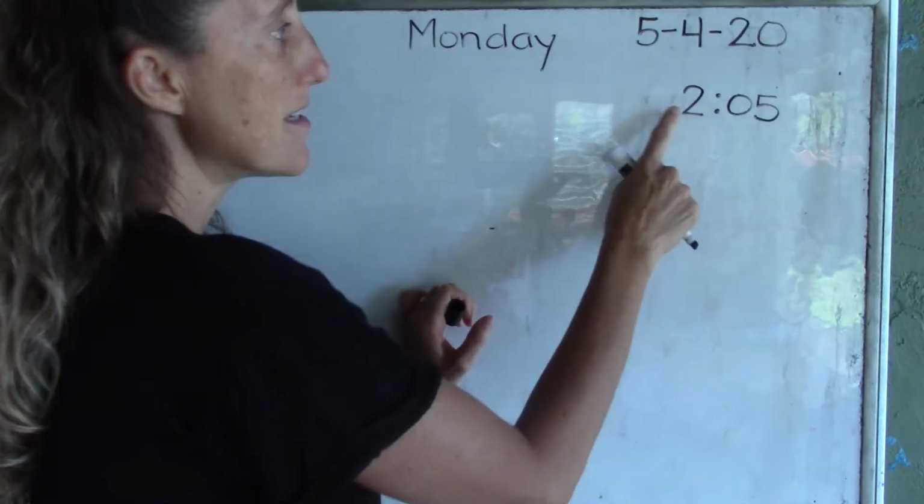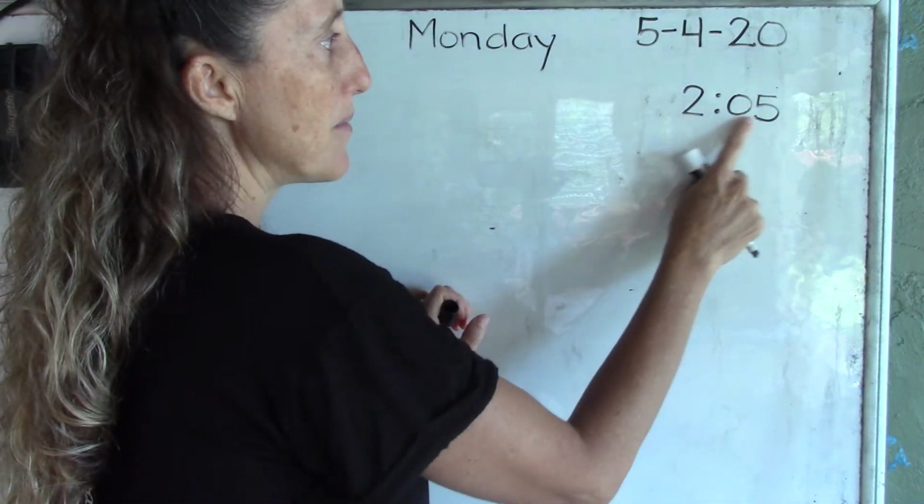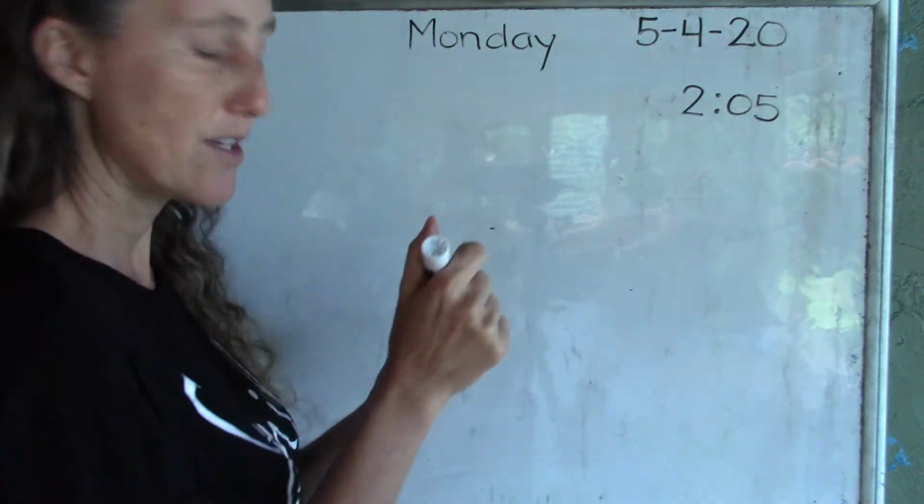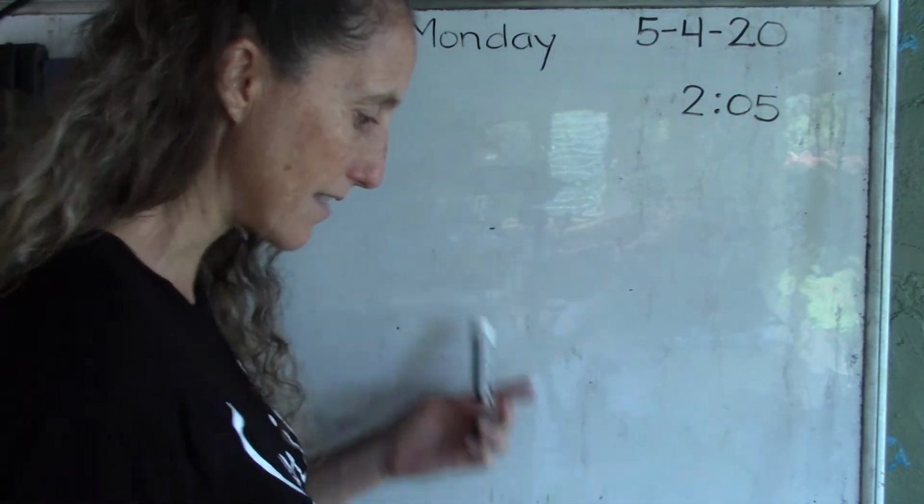2:05. And look what 2:05 looks like. This is the hour, and it separates from the minute with a colon. So 2:05. That's how you say that time. Or that's how you write that time.